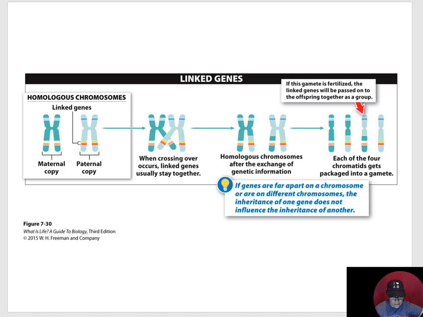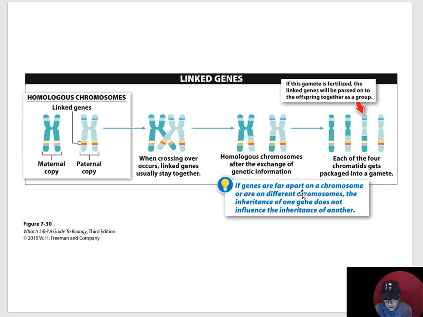Okay, let's take a look at linked genes. What does that mean? Another type of expression. Here we have a paternal copy and a maternal copy of genes, so we're looking at homologous chromosomes. And we can have what's called a linked gene. When crossing over occurs, remember that recombination that's happening, linked genes usually stay together. So they usually will cross over together. So it's 2 genes that will move together. That is called linked genes.